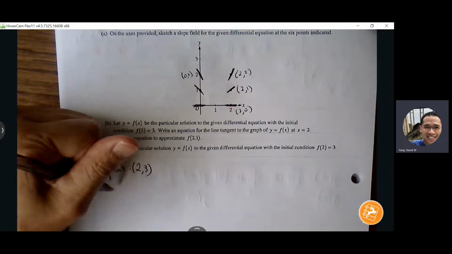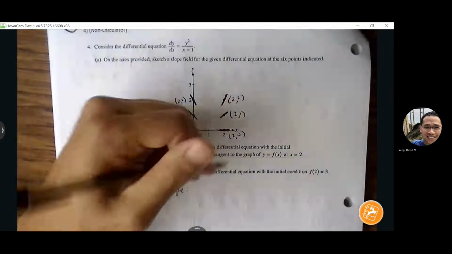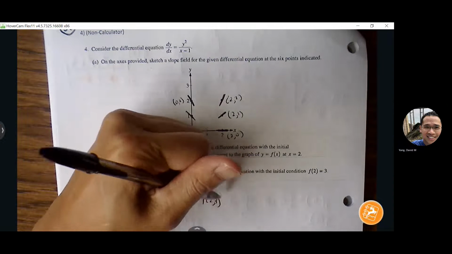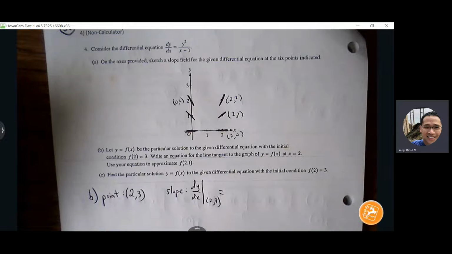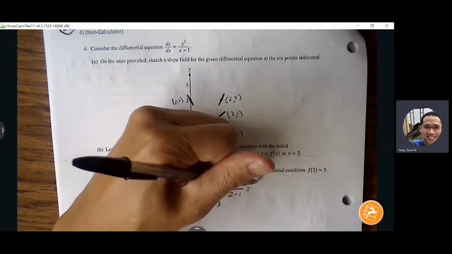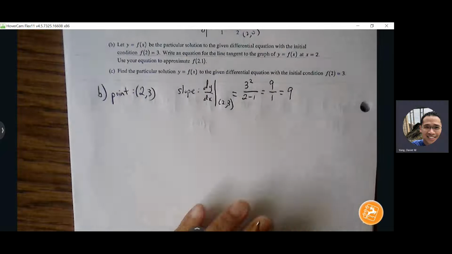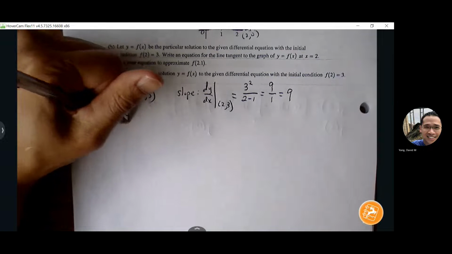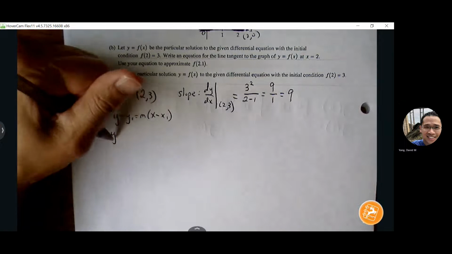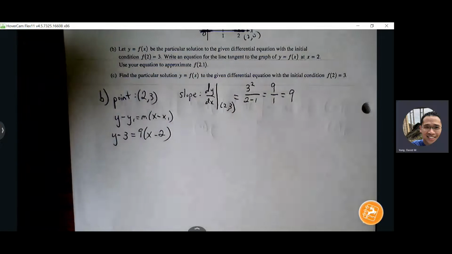Okay, so our slope comes from dy dx. It's our slope formula. Right, so 2 in for x, 3 in for y. 3 squared over 2 minus 1. So 9 over 1 is 9. That's my slope. All right, point slope form. All right, we'll solve for y.